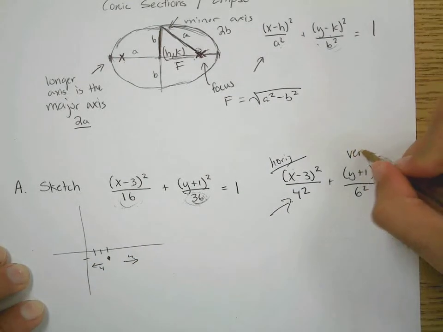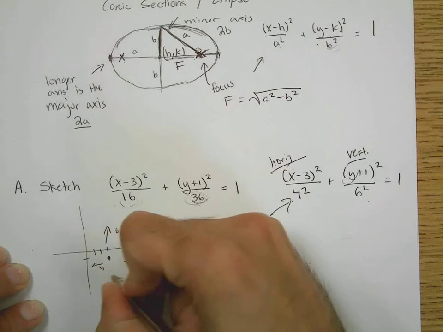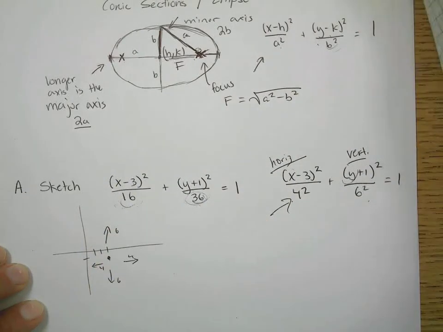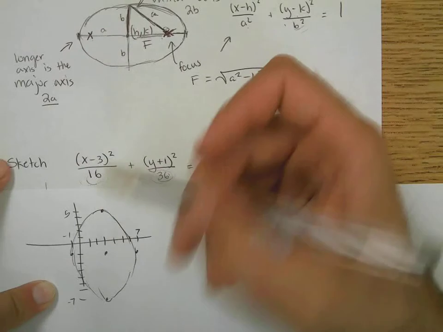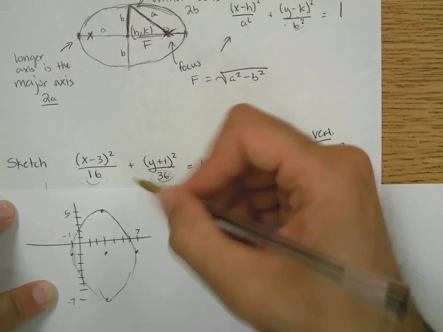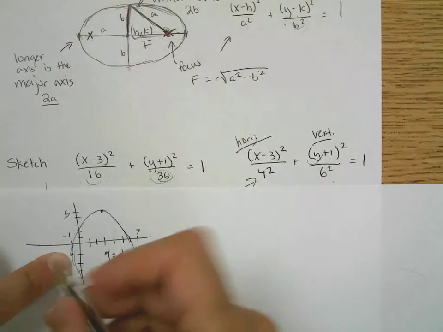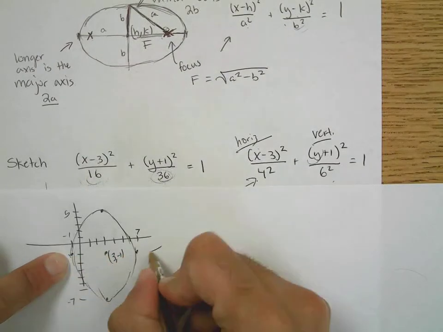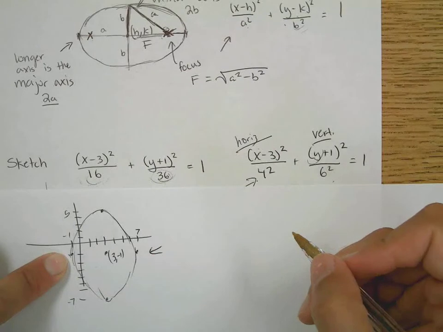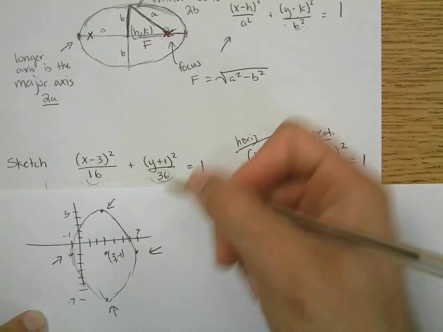It's vertically stretched. It's centered at 3 comma negative 1, with these points here called vertices. And specifically, this longer axis, the major axis, those are what's called the real vertices. So vertices. And these are called co-vertices, or the co-vertex.